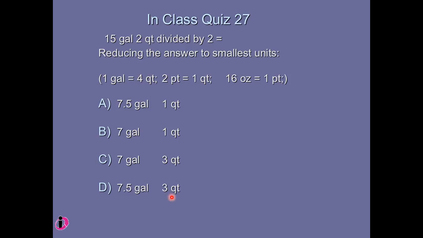So the right answer is C, because you divide 15 gallon by 2, which makes it 7 gallon, and then you have a remainder of 1 gallon. You convert the 1 gallon to quart, which makes it 4 quart, because 1 gallon equals 4 quart, plus the 2 quart, you have 6 quart. Now you divide 6 quart by 2, which makes it 3 quart. So the right answer is C, 7 gallon 3 quart.